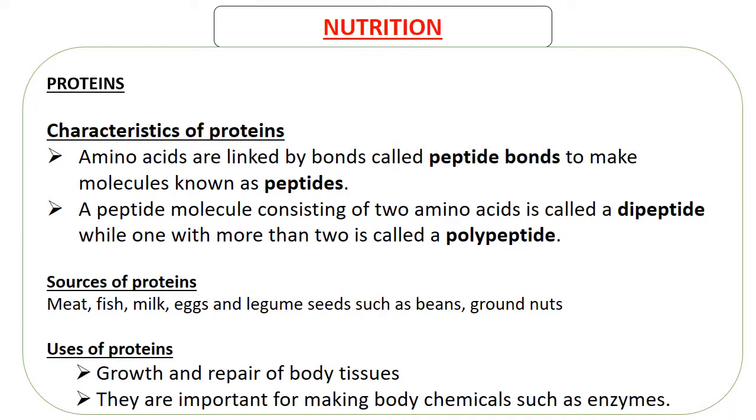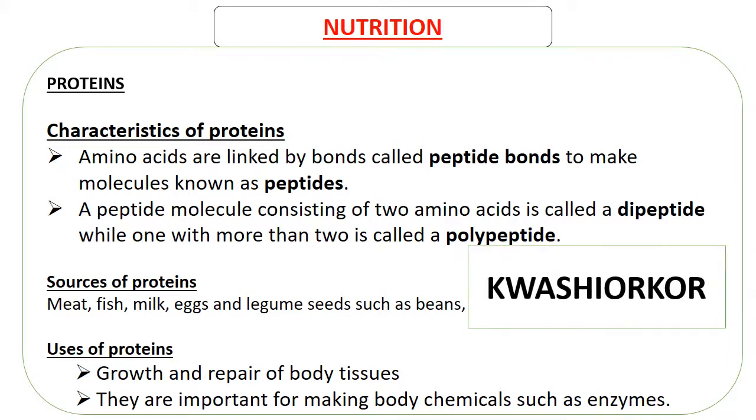Then they are also important for making body chemicals such as enzymes. Enzymes, remember, are proteins in nature. There are some chemicals in the body which, for them to be there, you need proteins for them to be made. Examples are enzymes, and we also have hemoglobin. You remember hemoglobin, which is found in red blood cells. That one is made up of proteins, and therefore proteins are used to make such bodily chemicals.